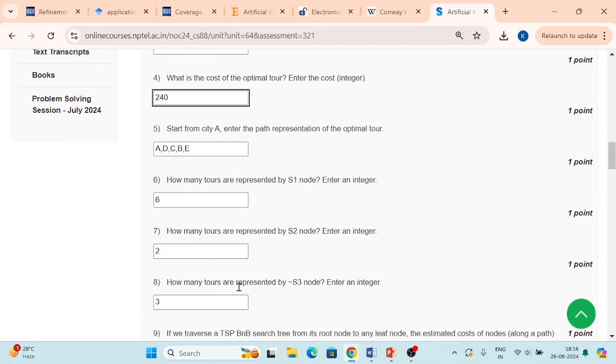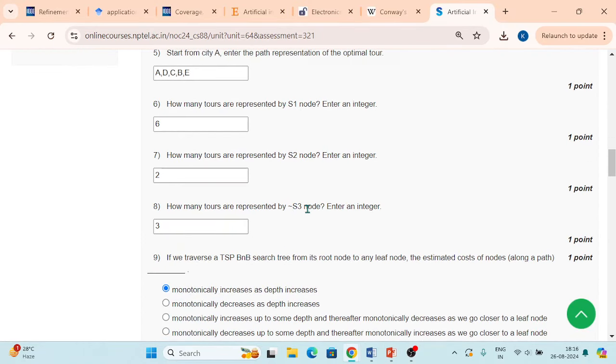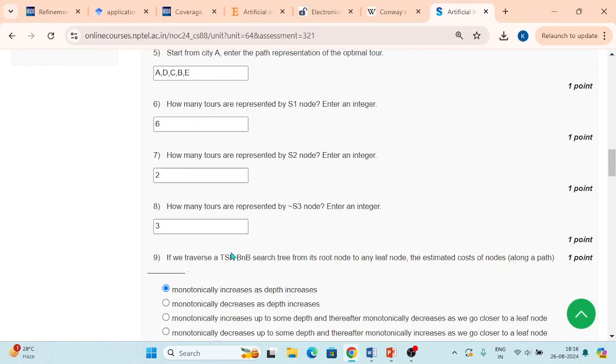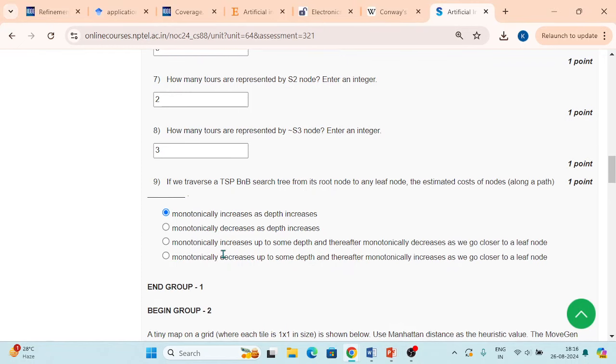2 paths. How many tours are represented by not S3? Not S3 is this one. How many paths? 1, 2, 3. 3 are there. So 3. Okay. So if you travel, say traveling salesman branch and bound search tree from its root node to any leaf node, then automatically cost monotonically increases as the depth increases.